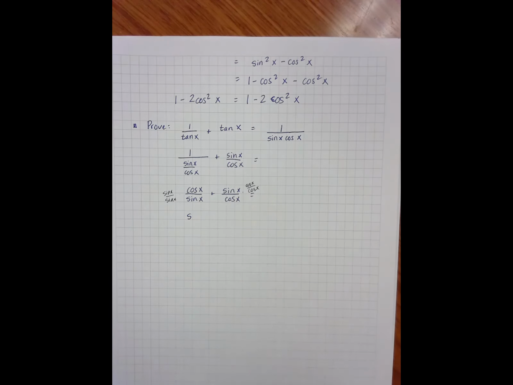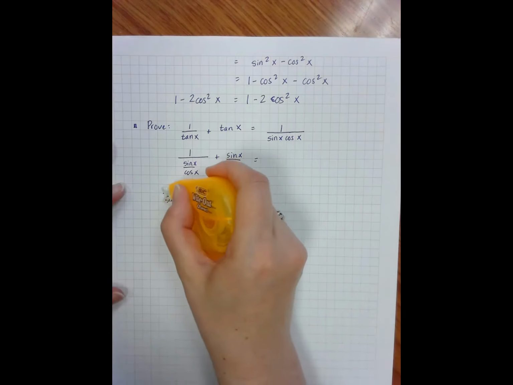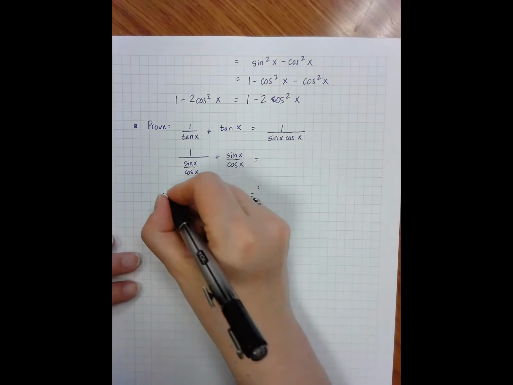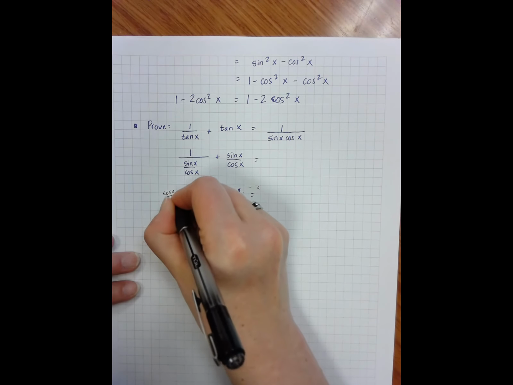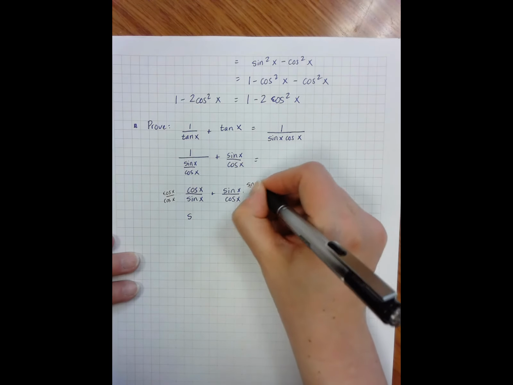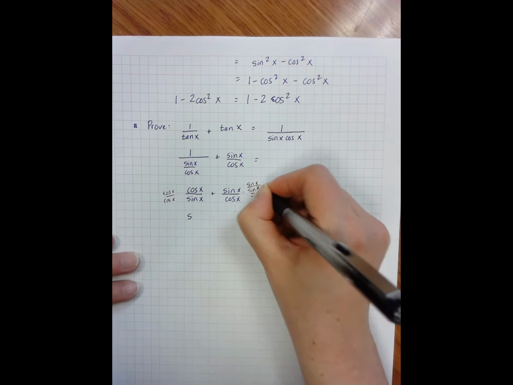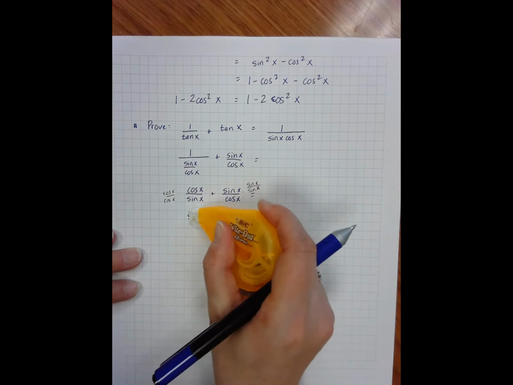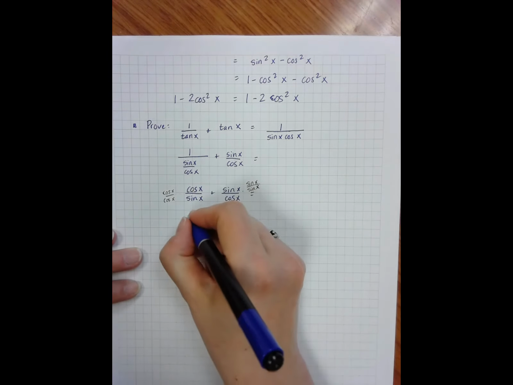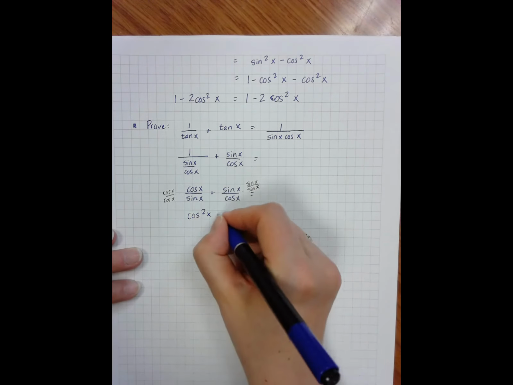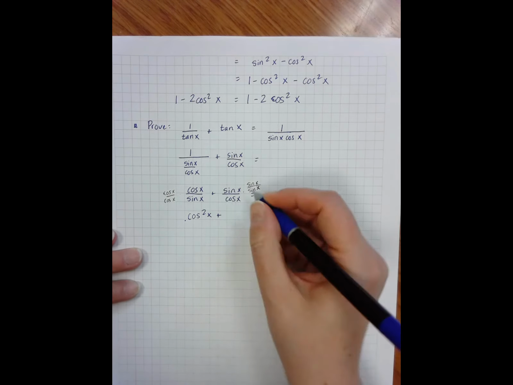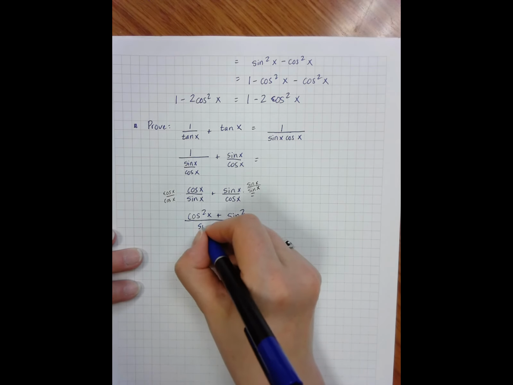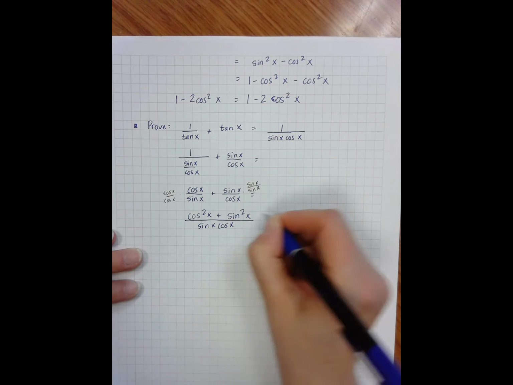oh, I'm sorry, I did that exactly backwards. I wanted it exactly the other way. Multiply the first fraction by cosine x over cosine x, and the second by sine x over sine x. So in my numerator, I get cosine squared. And in my numerator for the second fraction, I get sine squared. And my denominator is sine x cosine x.